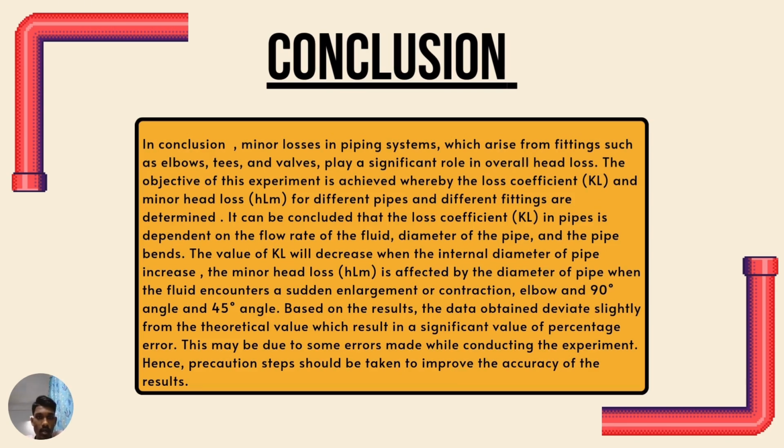The value of KL will decrease when the internal diameter of the pipe increases. The minor head loss is affected by the diameter of the pipe when the fluid encounters a sudden enlargement or contraction, and an elbow at 90-degree angle and 45-degree angle. Based on the result, the data obtained deviates slightly from the theoretical value, which results in a significant percentage error. This may be due to some errors made while conducting the experiment. Hence, precautionary steps should be taken to improve the accuracy of the result.